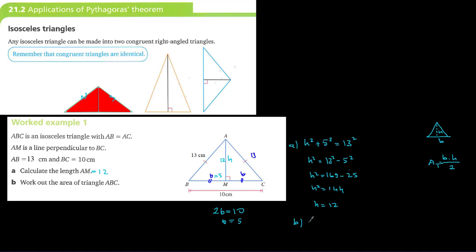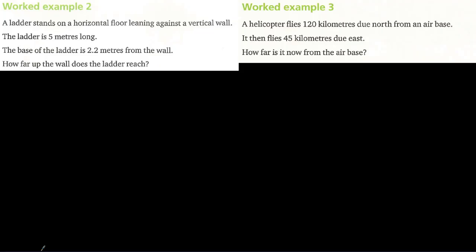The area of the triangle is base times height divided by 2. The base is 10 and the height is 12, divided by 2. If you simplify these, 6 and 1, the area is going to be 60 centimeters square. Okay, let's continue with another example.